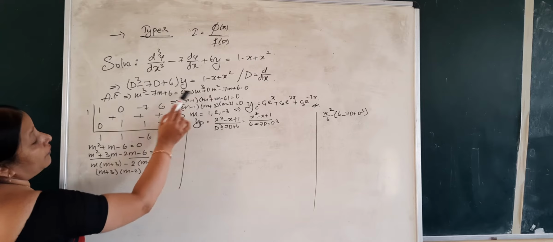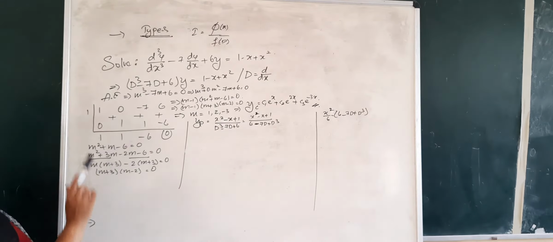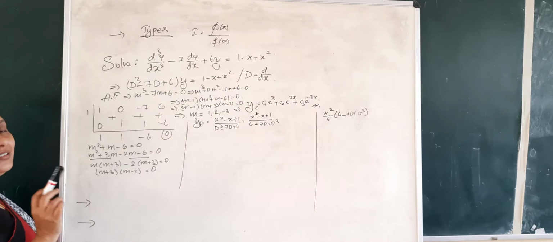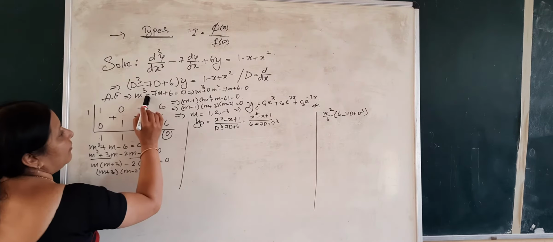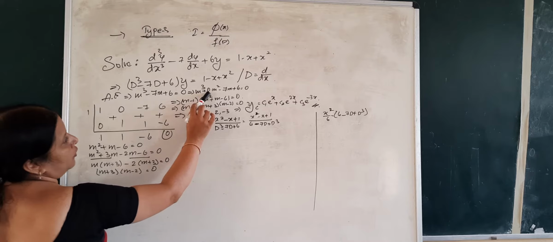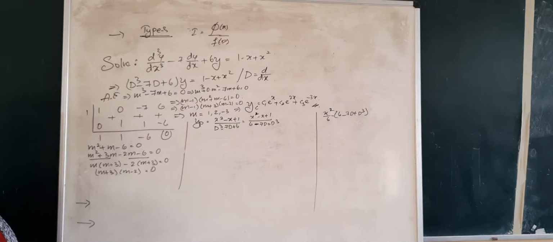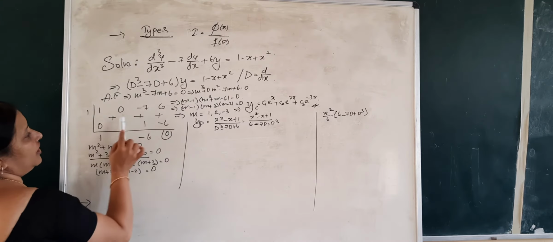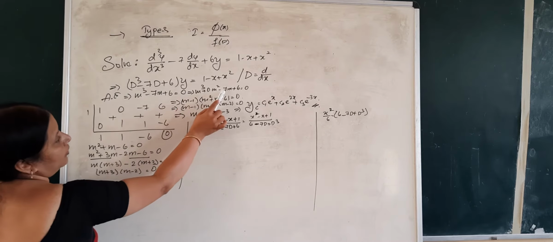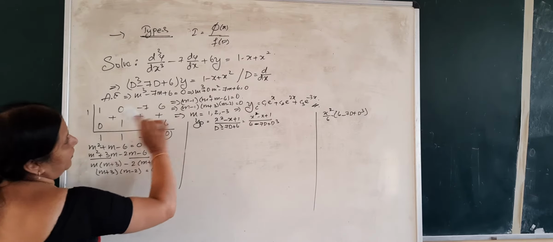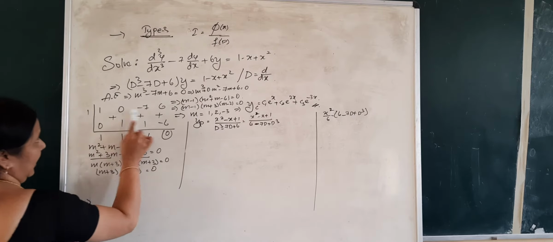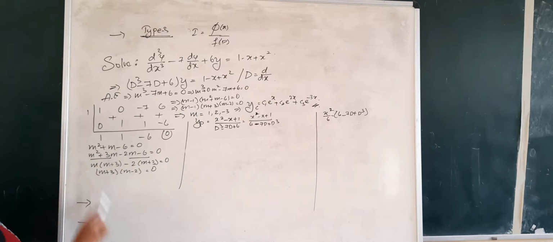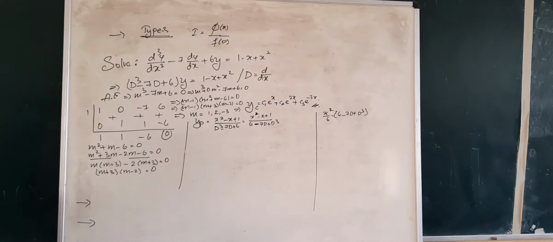I told you this is a cubic equation and we have to apply synthetic division to get all the roots. In this case our m square term is missing, so it has to be written with a 0 coefficient. I have considered only the coefficients of the variables, that is 1, 0, minus 7 and 6. By observation we can see 1 is one of the roots.